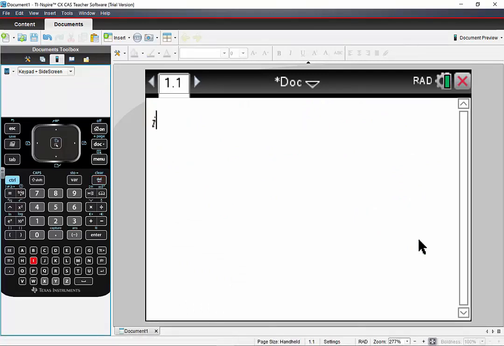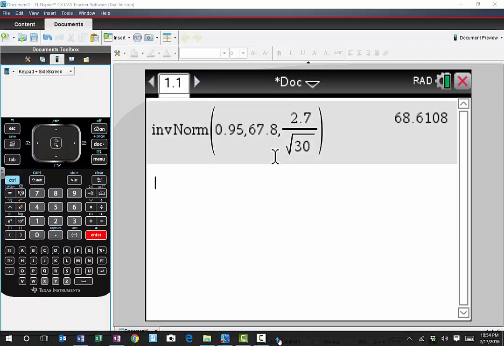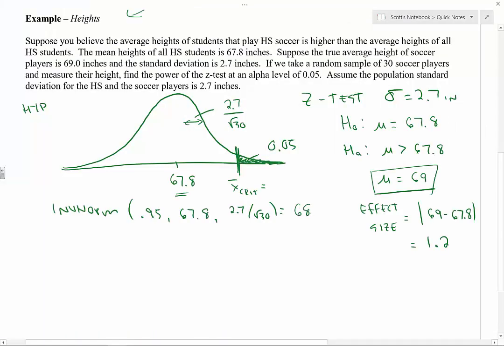Inverse norm, 0.95, area to the left, 67.8, and then 2.7 over the square root of 30. So, 68.6 about. That means if my mean is bigger than this 68.6, then I'm going to reject the null. But here's the thing. This is the hypothesized value. It's not the true value.